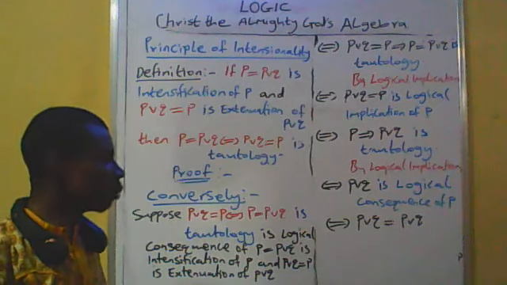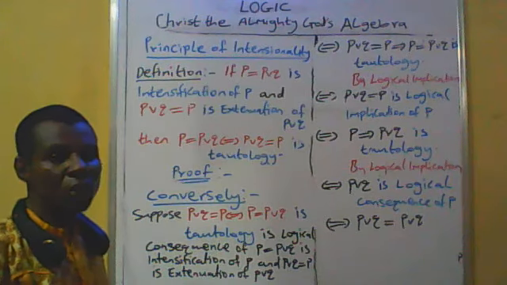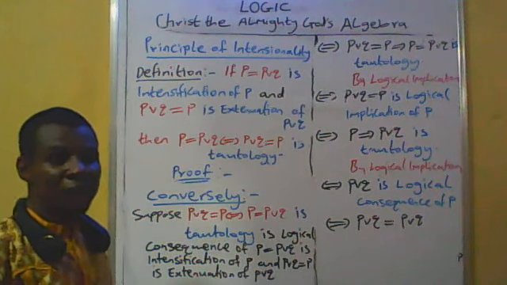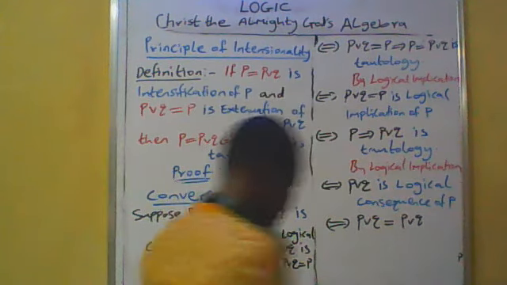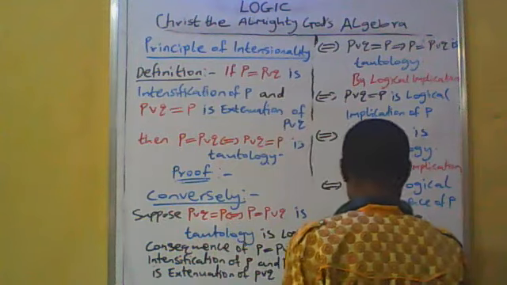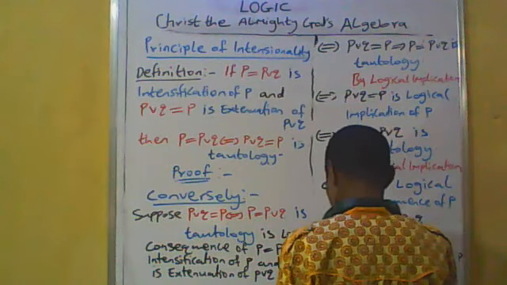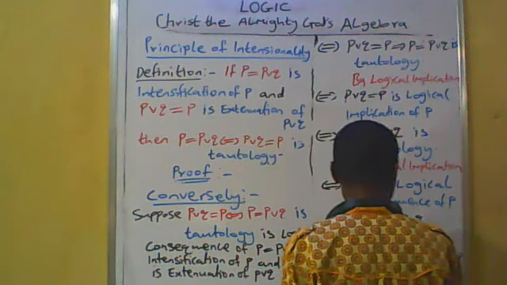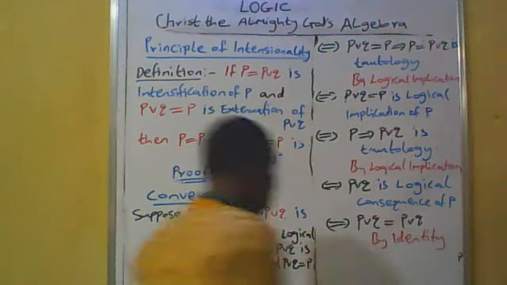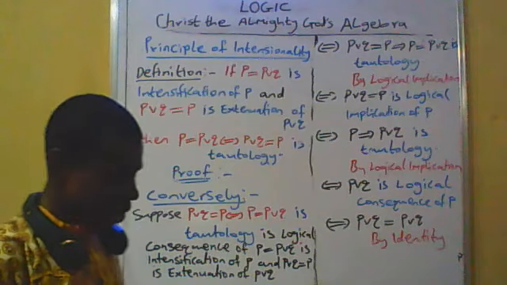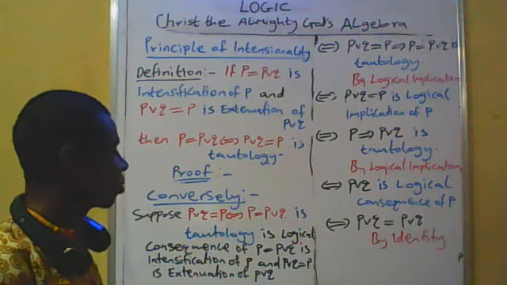So it is true that P or Q is equal to P or Q, being justified by identity. That means the sameness. Being justified by identity.